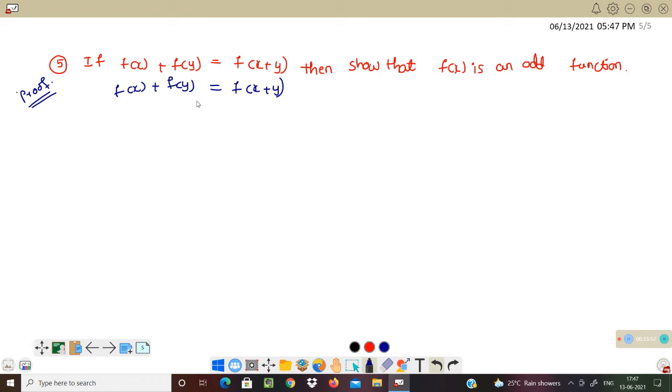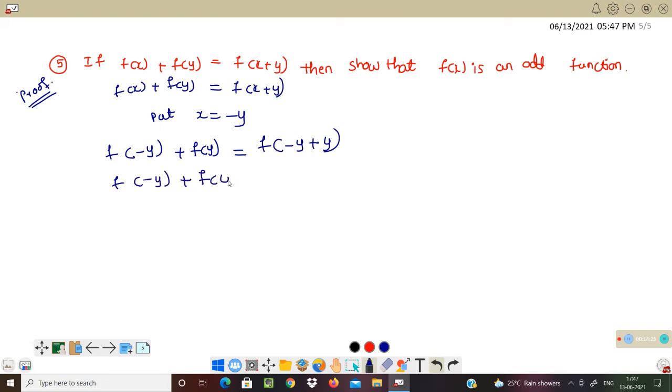Now what we have to do is just put x is equal to minus y. See here, so it becomes f of minus y plus f of y. Because there is an x term, where there is x you should put the minus y. So then what it becomes now? f of minus y plus f of y is equal to f of 0. Consider this as equation 1.